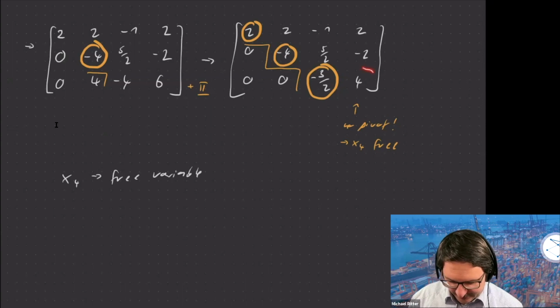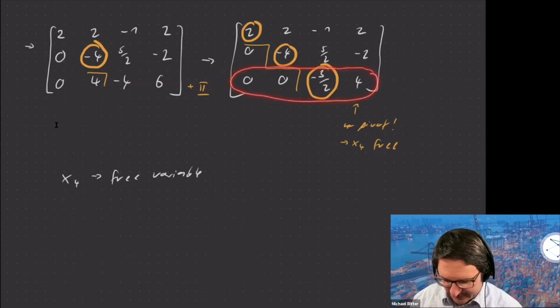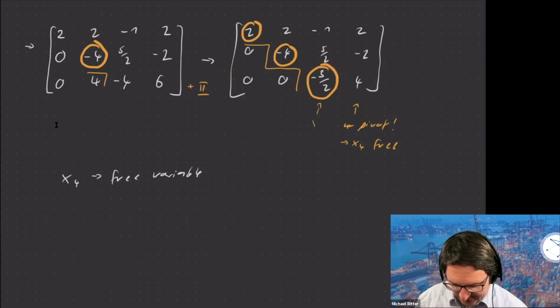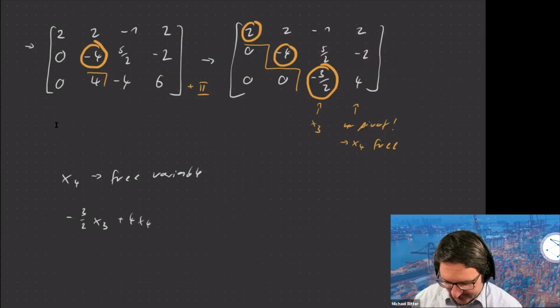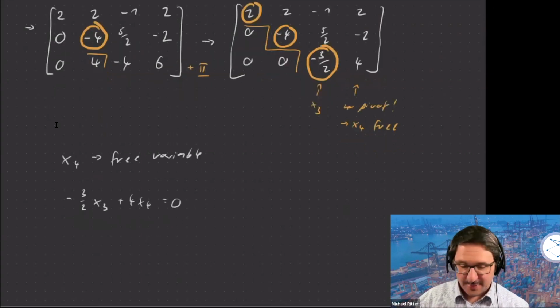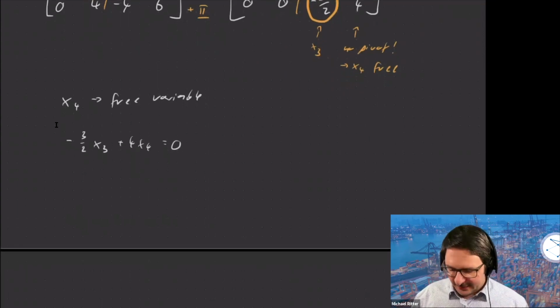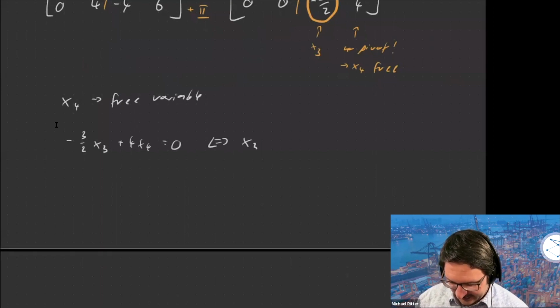And when we take the third row, this one here, there's the pivot element in here that corresponds to x3. So we can solve for x3. And this equation in that row reads minus 3 over 2 x3 plus 4x4 is 0. Remember, the right-hand side is 0. So solving that one for x3, we get, let's see, x3 is 8 over 3 times x4.